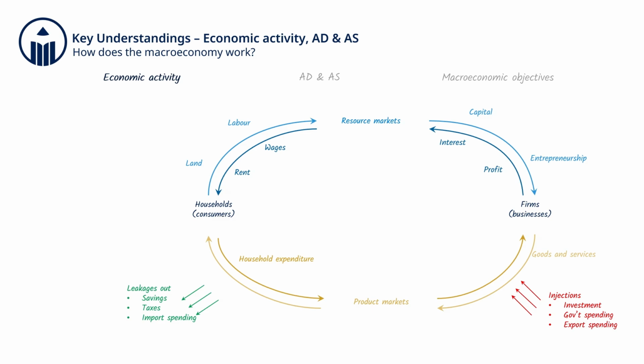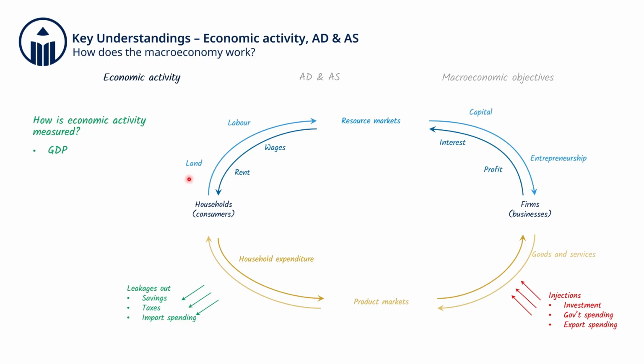Macroeconomics studies the economic activity that occurs in an economy. To begin to understand how the macroeconomy works, we must first understand how economic activity is measured, and the most common measure is gross domestic product, or GDP. The most helpful model to visually illustrate this is the circular flow of income model, which shows the flows of inputs and outputs and the flows of income and expenditures.